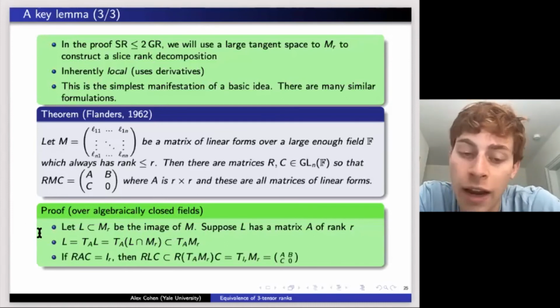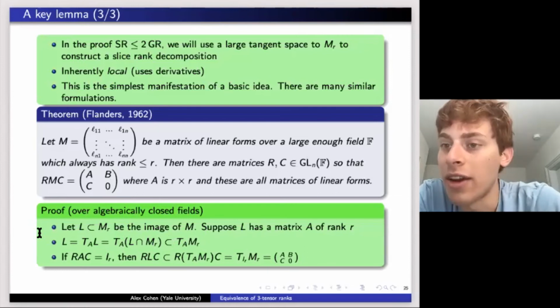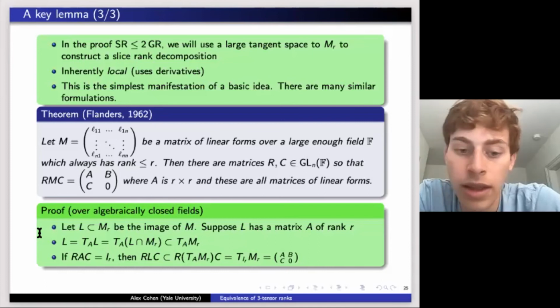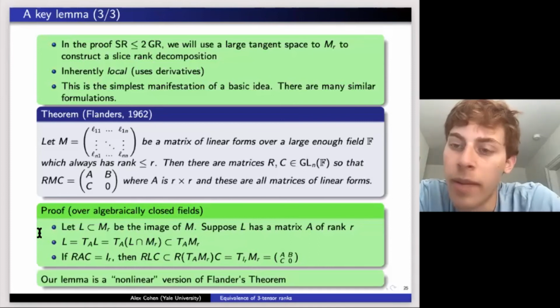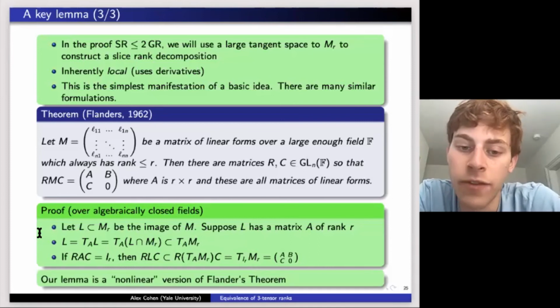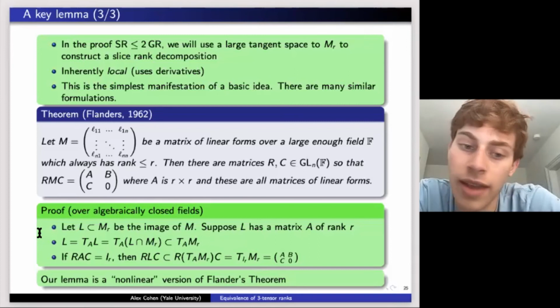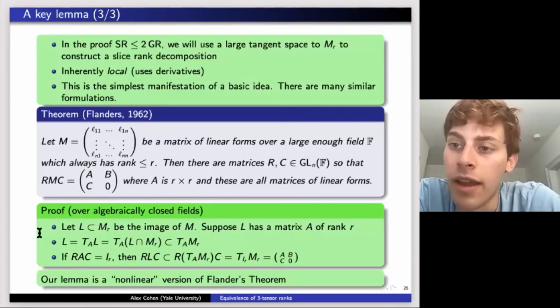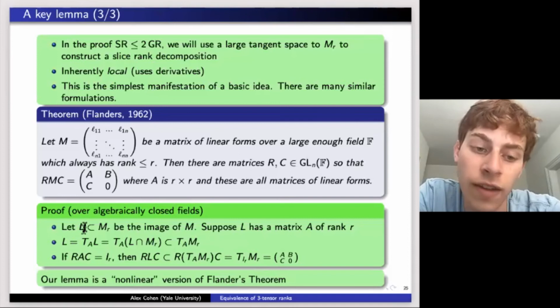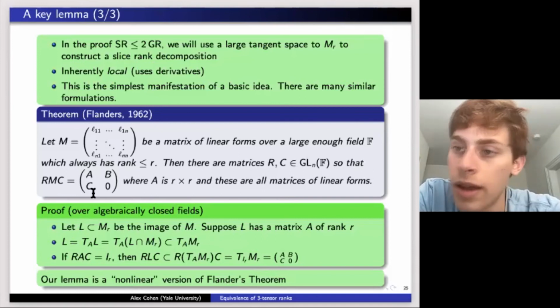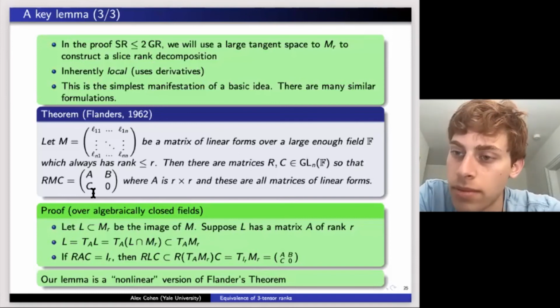So in retrospect, what's really going on in Flanders' theorem is it's looking at a linear space, but it's really looking at tangent spaces. And so our lemma is like a nonlinear version of Flanders' theorem. If you specialize to the case of a linear subspace, which is the case of Flanders' theorem, it's the same proof. So Flanders' theorem is doing the same thing.